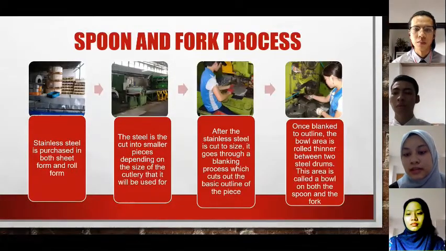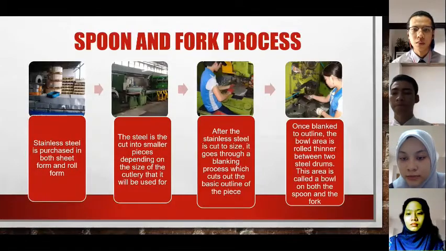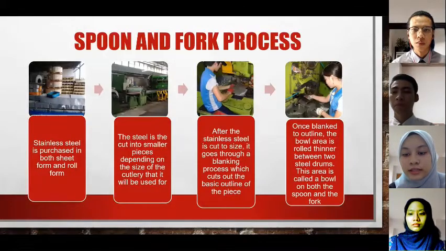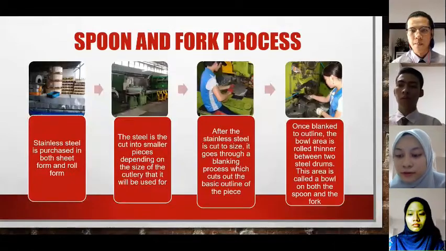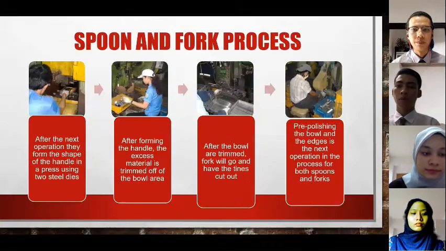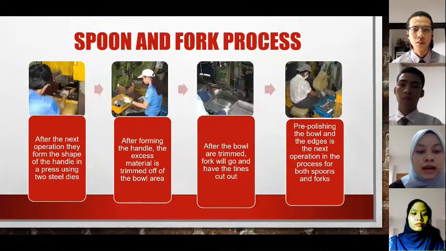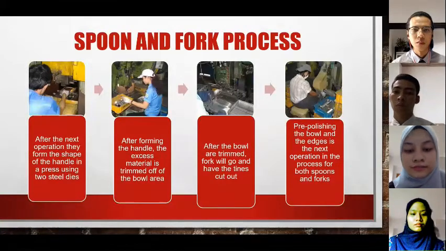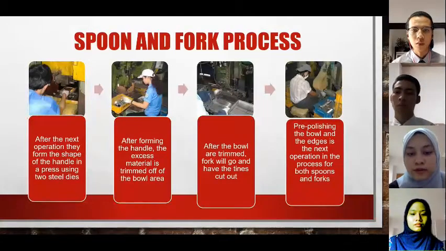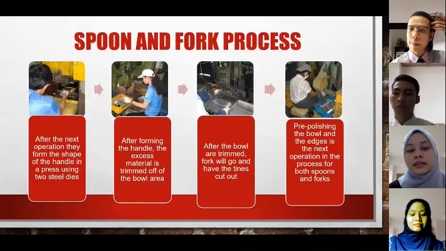Then, once cut to outline, the bowl area is rolled thinner between 2 steel drums. The area is called the bowl on the spoon and the fork. Next, they form the shape of the handle in the press using 2 steel dies. After forming the handle, the excess material is trimmed off around the bowl area. After the bowl is trimmed, the fork will have the tines cut off.